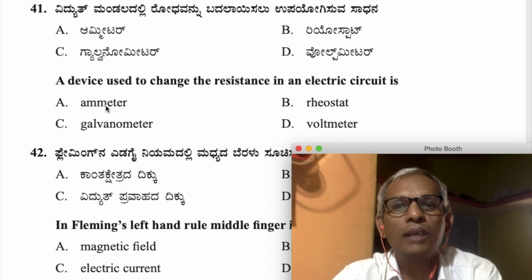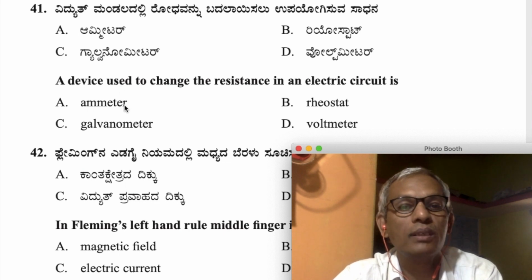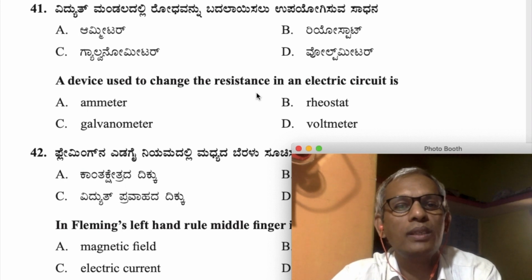Ammeter, galvanometer and voltmeter are used for measurement. The voltmeter is used for measuring voltage, the galvanometer is also used for measuring. So these three are measuring instruments. Only B, the rheostat, is the device used as a variable resistance. So the answer is B, rheostat. Rheostat is a device which is used in the circuit to vary the resistance.